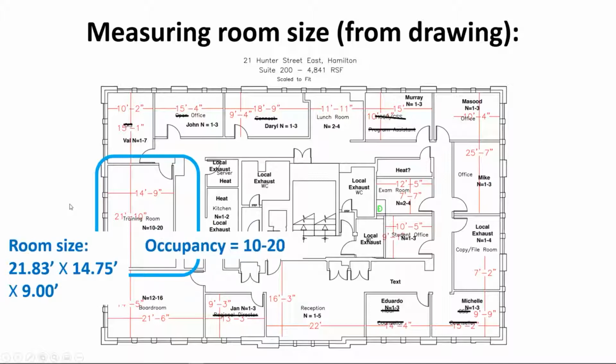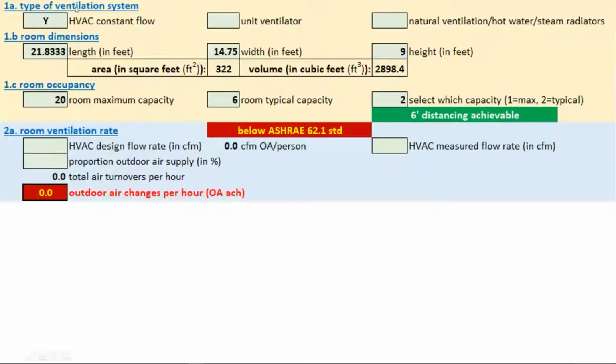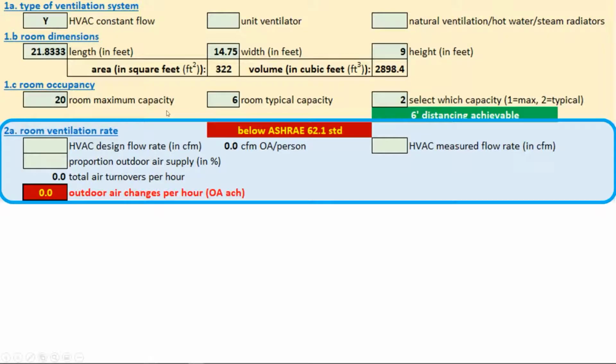And the occupancy we expect in that room when we have meetings would be anywhere from 10 to 20. So we put those things in, and then we find out that our meeting room has 322 square feet, and it gives a volume of almost 3,000 cubic feet. And there's a calculation done that I dropped the typical room capacity down to 6 in order to show you that 6-foot distancing is achievable if you have 6 people in the room, but it's not achievable if you have more. Then we have the room ventilation rate.